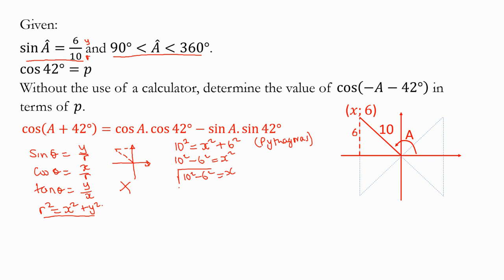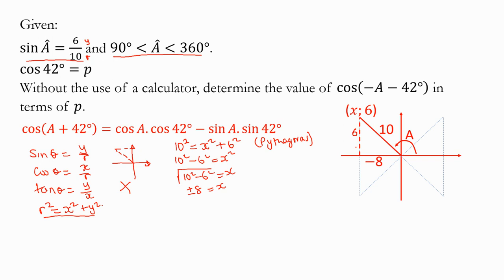And then what do you get? Plus or minus 8 is equal to x. But now since A is in the second quadrant, x is what? Is it positive or negative? In the second quadrant, x is negative. So x is equal to negative 8.